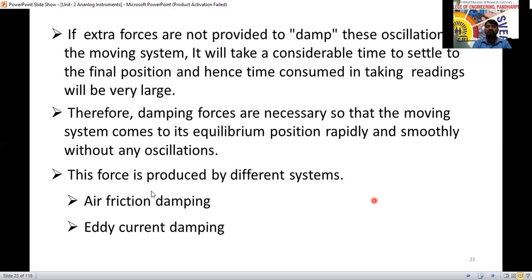This damping force is produced by different systems, different methods. Generally, we are going to discuss air friction damping and eddy current damping here. Eddy currents are actually eddy current losses in the core material. These are losses, but according to Faraday's law and Lenz's law, a force is created opposite to the rotation. So we are going to use eddy currents.